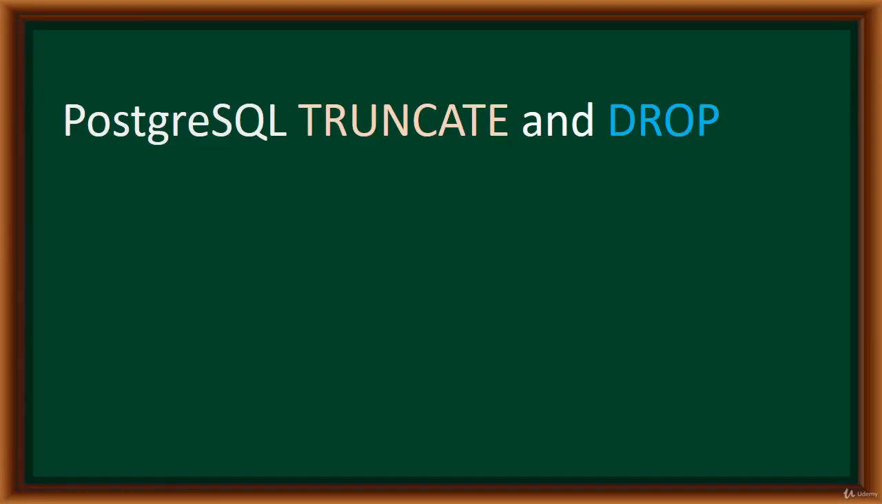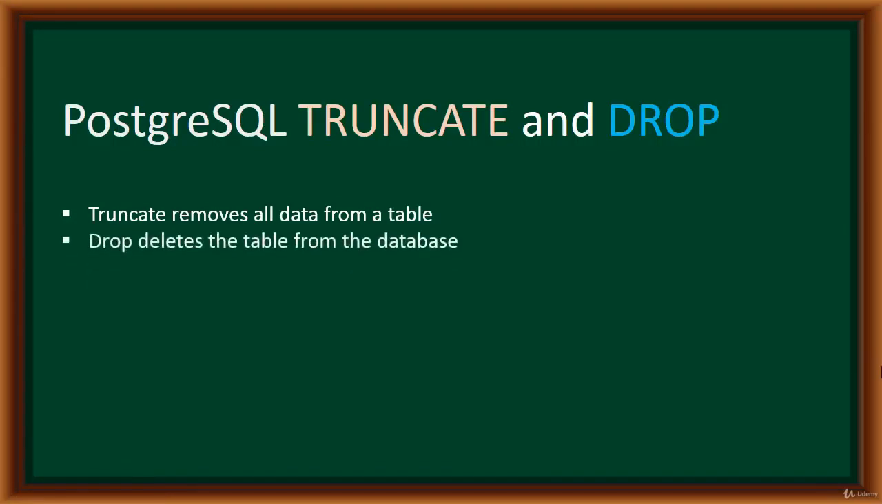In this lecture you will learn how to truncate and drop a table. Truncate basically means you remove all the data from the table. You strip the table of its data. And drop basically means delete. When you drop a table, you are deleting it or removing it from the database. So truncate removes all the data from a table, while a drop will delete the table from the database.